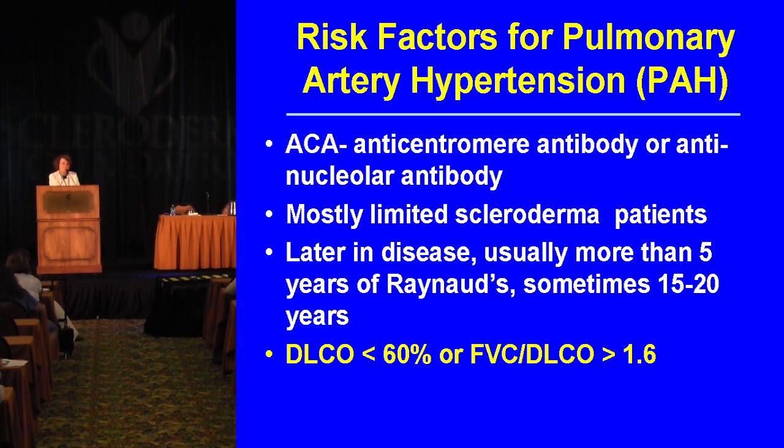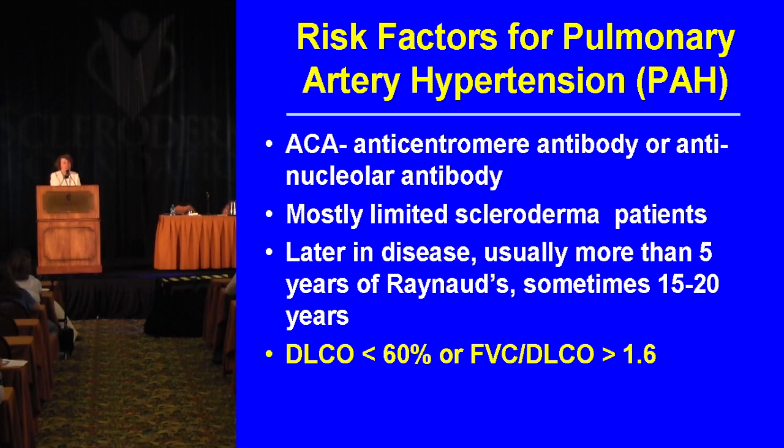Generally, limited scleroderma patients are at greater risk, but many of these patients with the nucleolar pattern have diffuse disease. This is a little bit more common in African American patients, and so that's why we monitor these patients more closely. This is usually something that happens later in the disease. Unlike pulmonary fibrosis, which is earlier, the pulmonary arterial hypertension may not occur for 15 or 20 years after you've had Raynaud's.